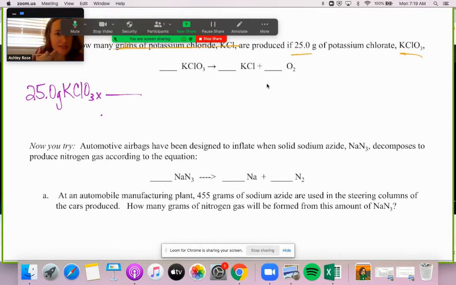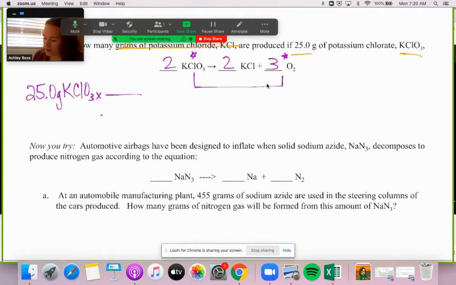Now, I am noticing that my equation is not balanced, so let me go ahead and balance that really quickly. So 2 to 2 to 3. All right, so I want to be able to relate, as I said, this potassium chlorate to the oxygen. So these are the two things I'm interested in for this problem. So I want to know how much oxygen gas is produced from this 25 grams of potassium chlorate decomposing.